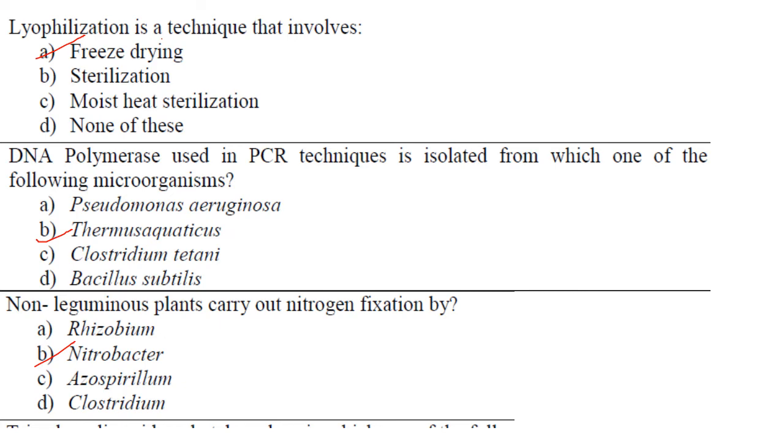Answer is option A. DNA polymerase used in PCR technique is isolated from which of the following microorganisms? It is Thermus aquaticus. Answer is B. Non-leguminous plants carry out nitrogen fixation by nitrobacter. Answer is B.